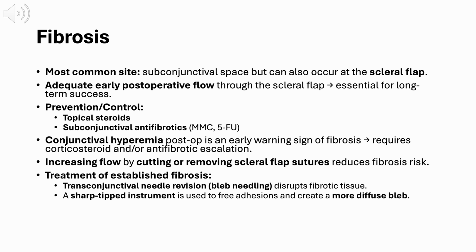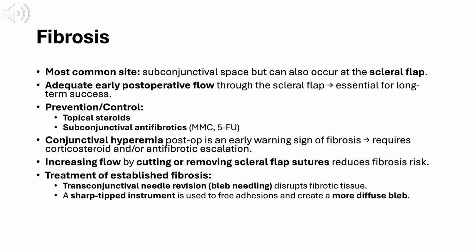Fibrosis is the primary long-term cause of trabeculectomy failure. It most often occurs in the subconjunctival space, but scarring at the scleral flap can also shut down outflow. The key concept is that adequate early postoperative flow is protective. If flow is low early on, the eye interprets the site as a wound to be sealed. Prevention relies on topical steroids and, when needed, MMC or 5-FU.